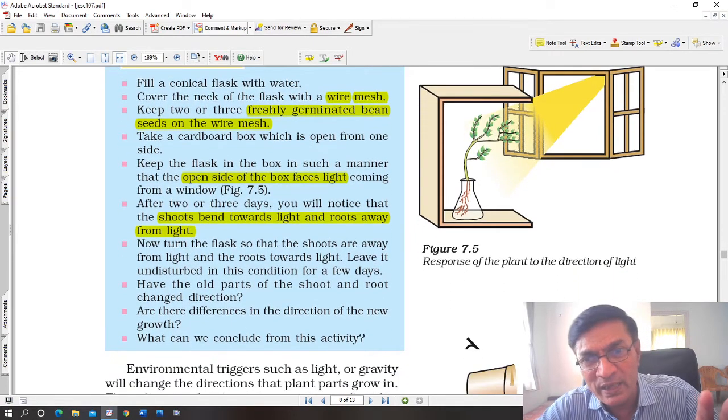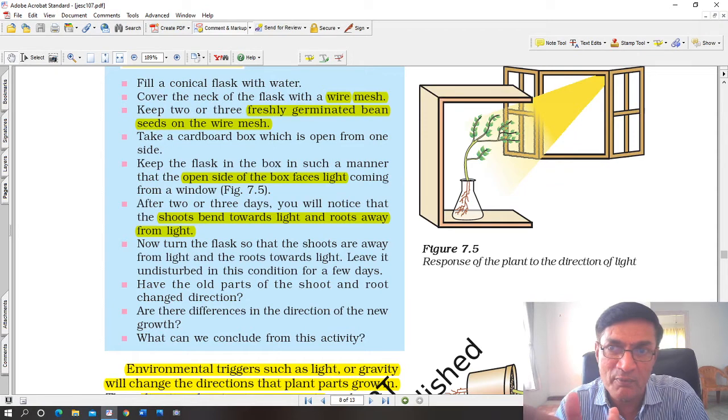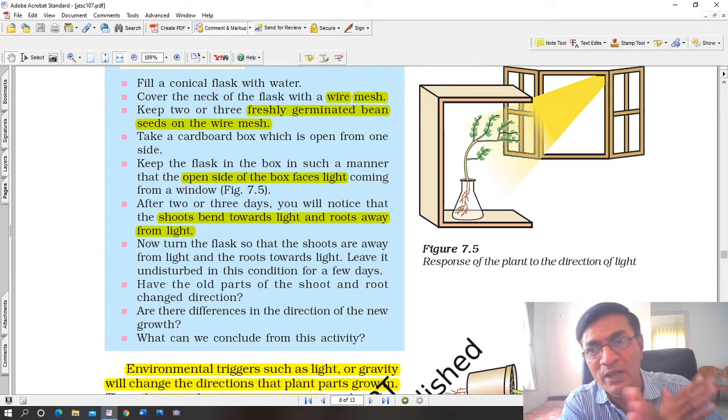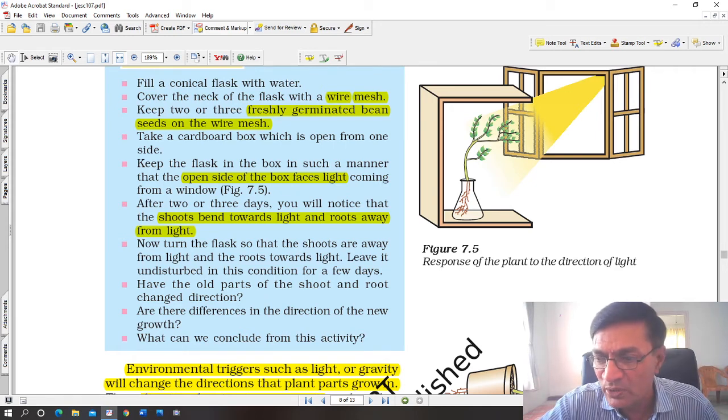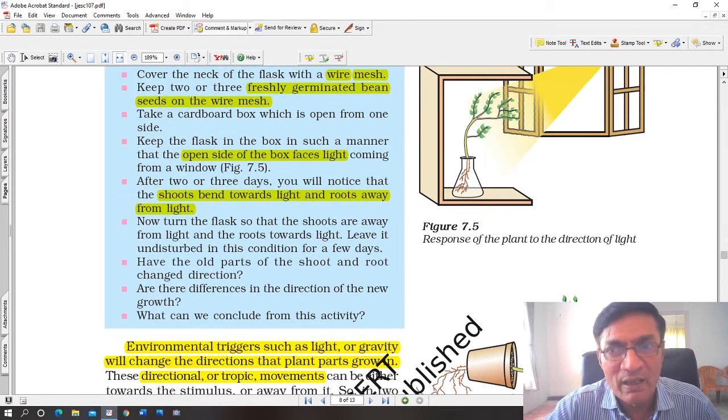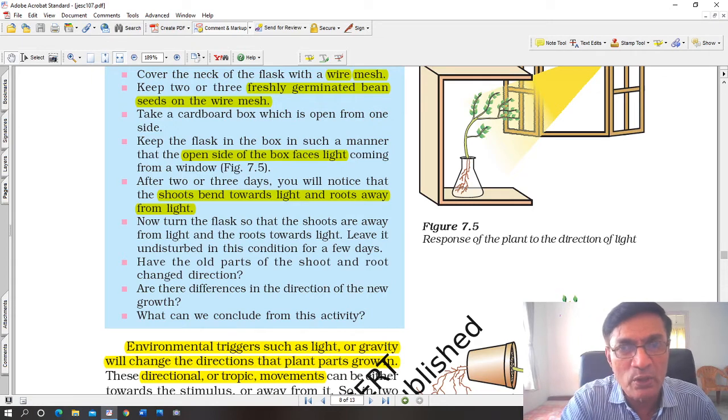If you reverse it for a short while, keeping the root towards the light and the shoot away from the light, then a few days later the opposite will again happen. Again, the shoot will face towards the light and the roots will go away from the light. This is natural, because the shoots require light, whereas the root has to go into the soil.